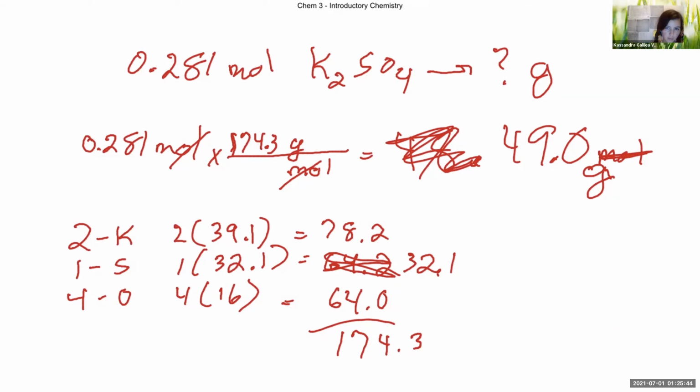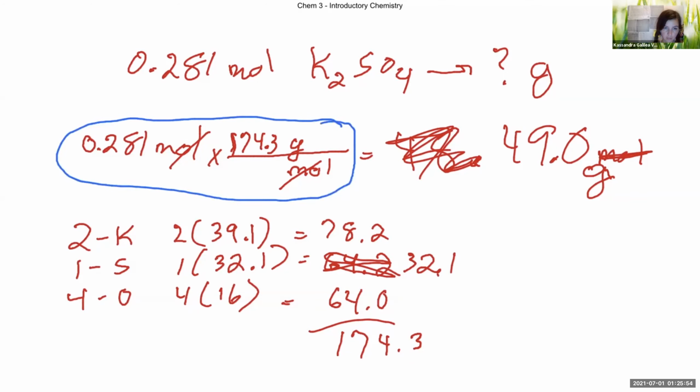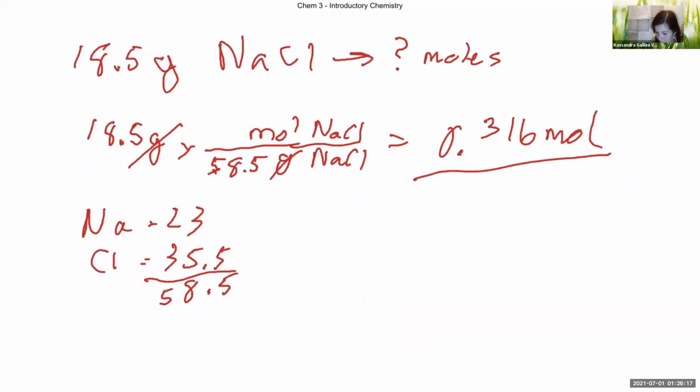Wait, how did you get the 49.0 grams? Did you divide 0.281 by 174.3? No, you times it. Remember, if it's on the top, you multiply. If it's on the bottom, you divide. In the last one we divided, so that's what I was doing. So in the top we multiply and the bottom we divide. Okay. Last time we divided because that's on bottom.